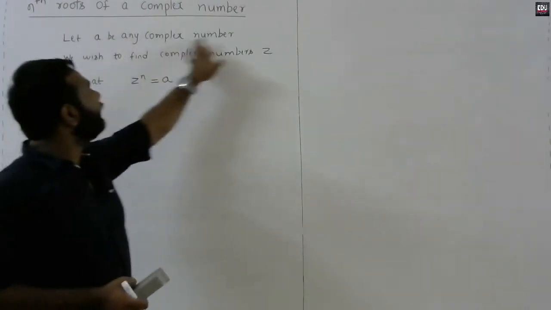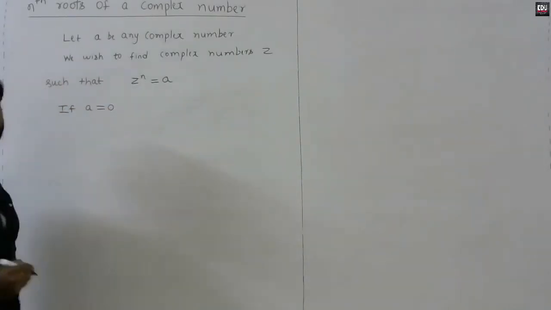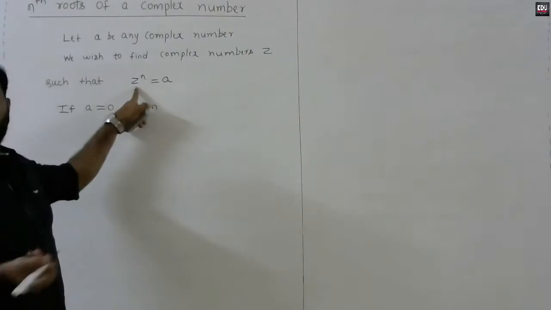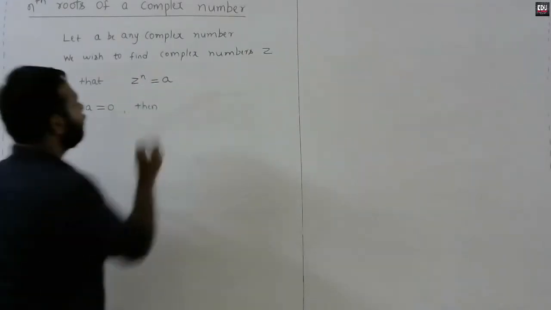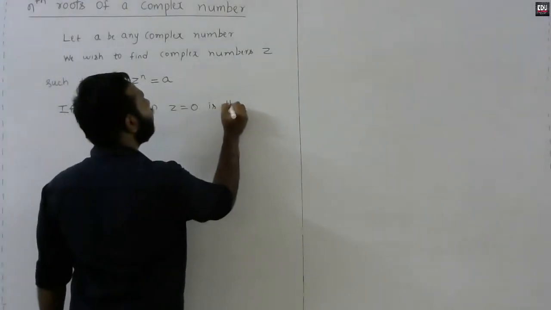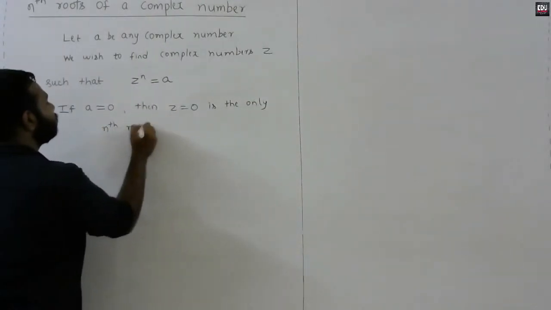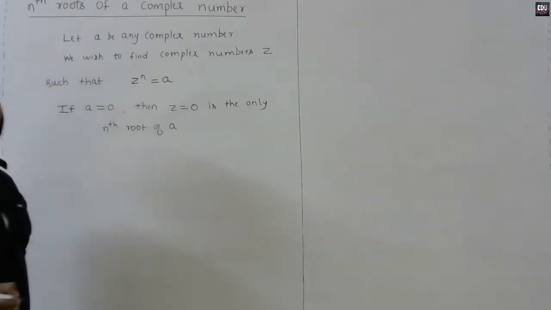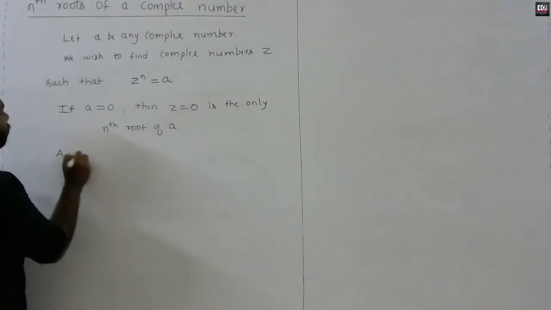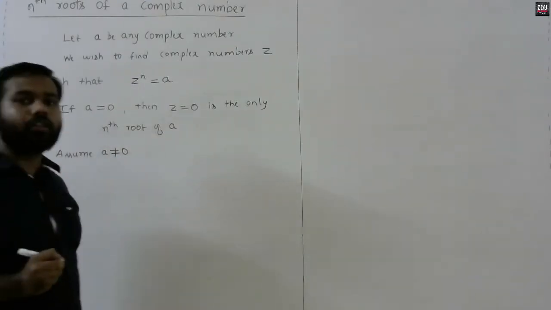Now as a is any complex number, there is a possibility that a could be equal to 0. So if a is equal to 0, what are the values of z whose nth power is a? The only value is 0. Then z equal to 0 is the only nth root of a. So the trivial case is solved. So now assume a is non-zero.